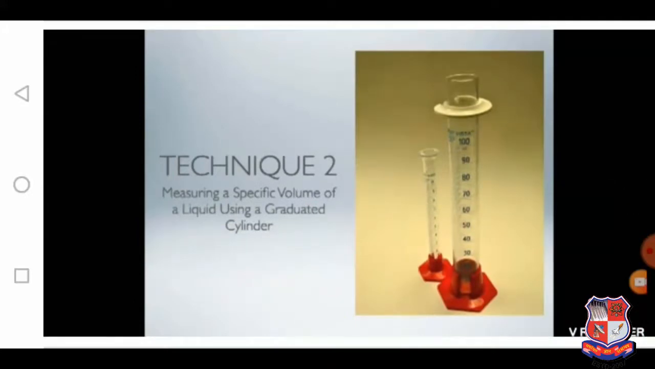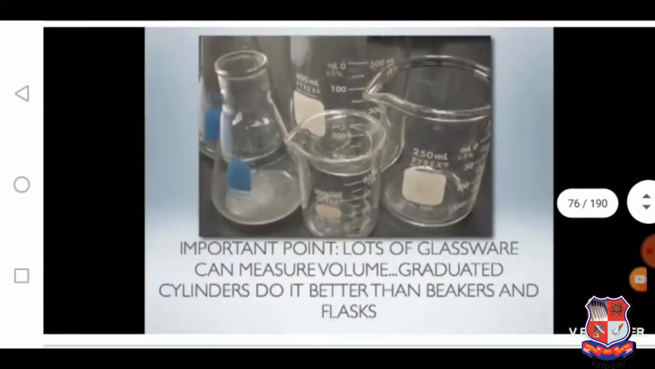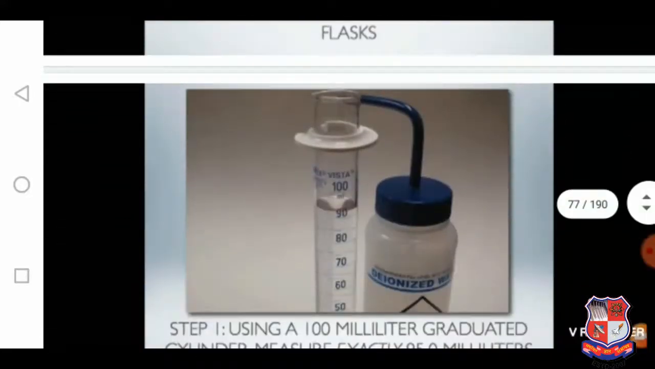Technique number 2, that is measuring a specific volume of a liquid using a graduated cylinder. And here are some important points: lots of glassware can measure volumes. Graduated cylinders do it better than beakers and flasks. So whenever accuracy is required, then a measuring cylinder of course has to be used.